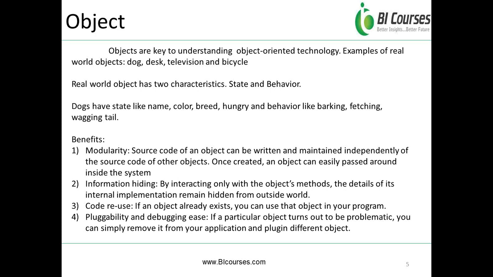You can provide additional methods like getColor, and if they create an object of that dog, then they can get the color of that particular dog. So other client applications, external world applications, cannot directly access the state of a particular object. And code reuse. If an object exists, you can use that object in our program. And pluggability. If a particular object turns out to be problematic, we can simply remove it from our application and plug in a different object.